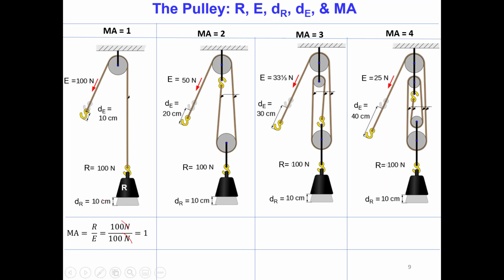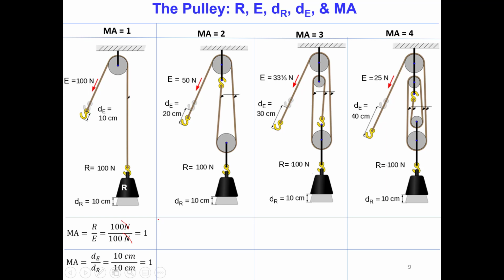Here, in the fixed pulley, the resistance and the effort are the same value, and this is why there is no change in the distance of the resistance and the distance of the effort. The other way we can calculate the experimental mechanical advantage is to divide the distance of the effort by the distance of the resistance, and we will also get 1.